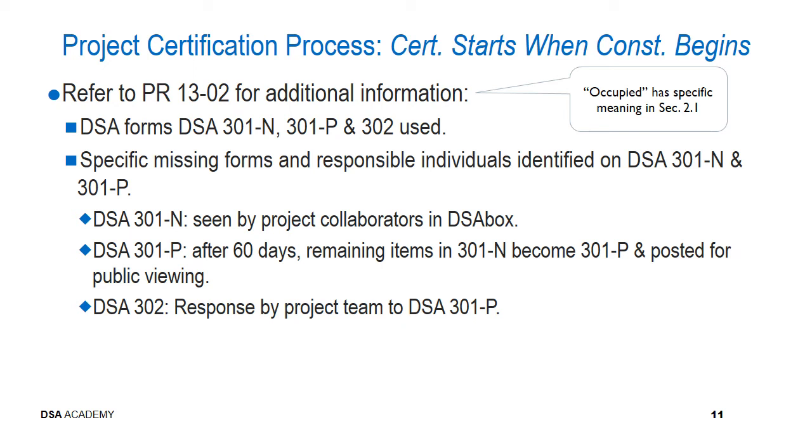The DSA 302 is the form that is used by the project team in response to the information that has been identified on 301P. Generally, that's going to be the method through which the design professionals or others who are required to provide missing forms will respond and provide that missing documentation.